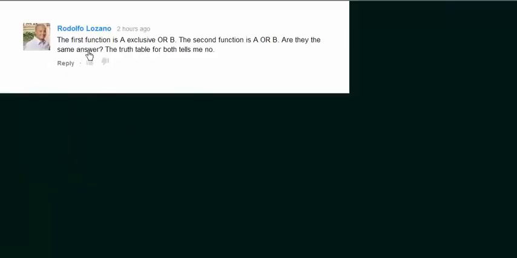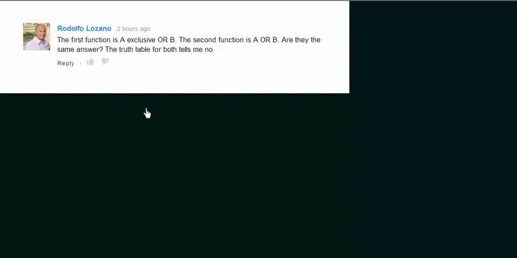Let's see what he has written. He is Rodolfo Lozano. The first function is A exclusive or B. Okay, the second function is A or B. Are they the same answer? The truth table for both tells me no.